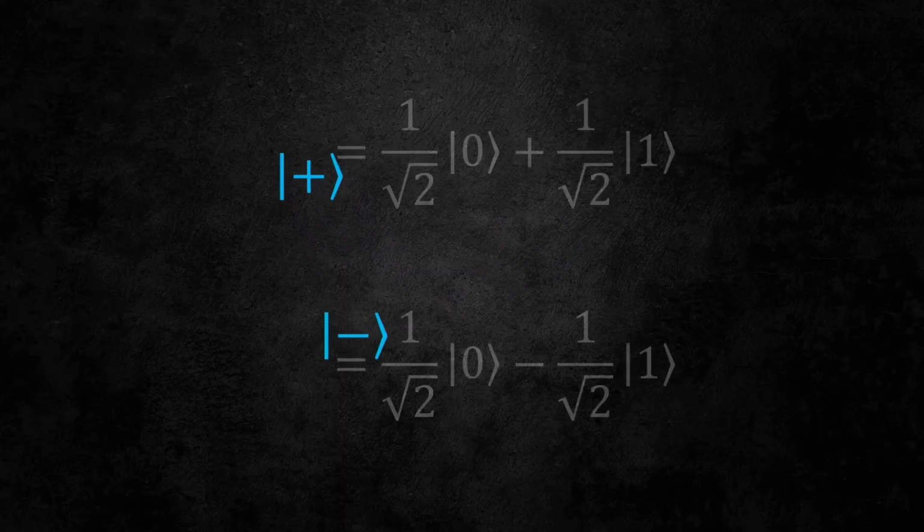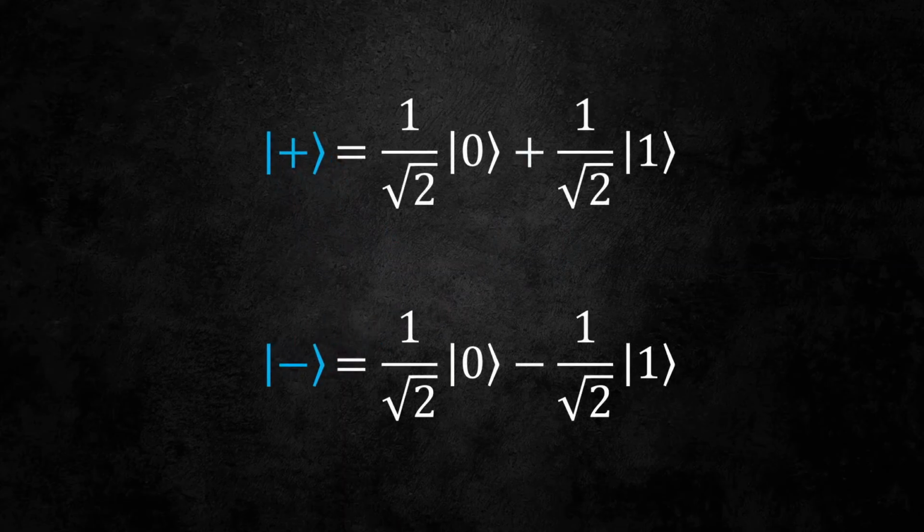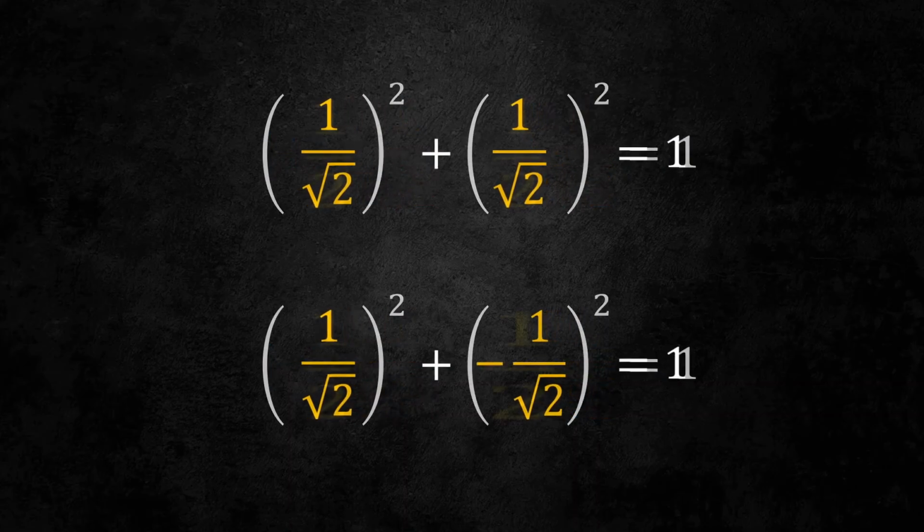After all this theory, let's look at an example of two particular states in superposition. They are denoted by |+> and |->, and the only difference between them is the sign associated with the second coefficient. Since that's the only difference, both states have a 50% chance of measuring either 0 or 1.